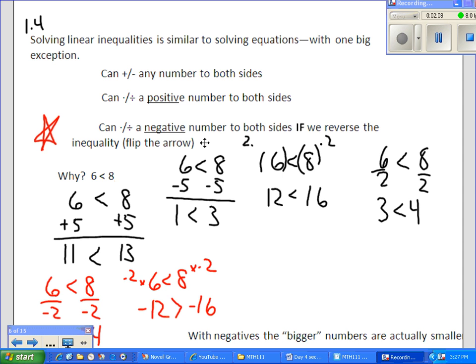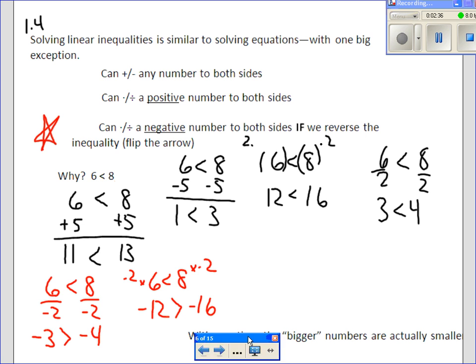So I'm going to play around with some numbers here a little bit just to try to illustrate that. So I think we can all agree that 6 is less than 8. So if we take 6 less than 8 and we add a number to both sides, we get something that's still true. And if we subtract a number from both sides of the inequality, we get something that's still true. If we multiply both sides by a positive number, we still have a true statement. If we divide both sides by a positive number, we still have a true statement.